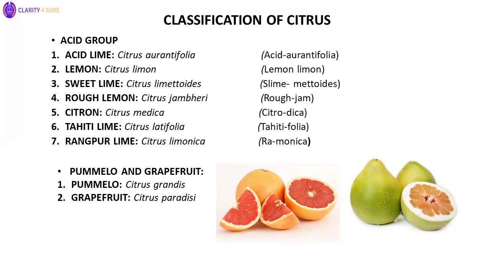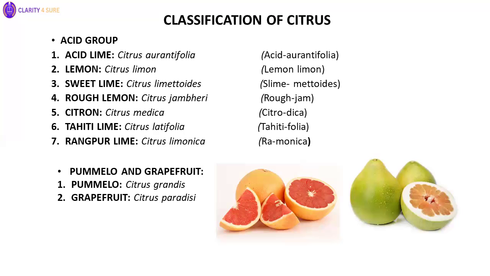Now the scientific names can be confusing, so I've provided these tricky names. While reading, just try to read them this way and then you won't be confused. For example, you see lemon, limon. So lemon's scientific name is what? Citrus limon. Then S-limetoides. While reading, try reading in this way: S-limetoides. S means sweet lime. And when you say Citrus limetoides, you'll remember S-limetoides, which was sweet lime.